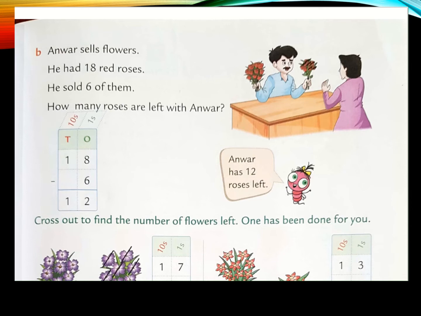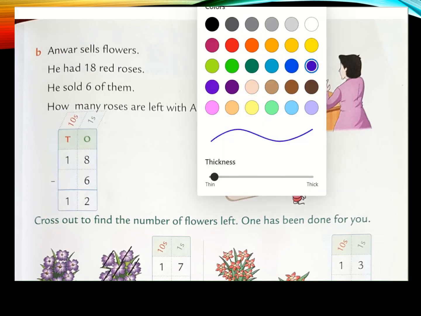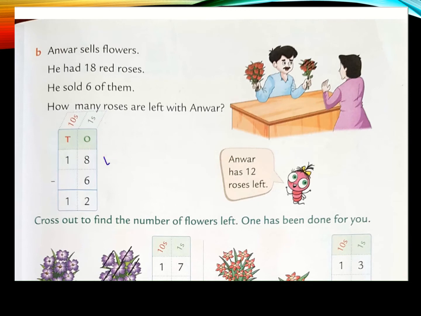So he had 18 and he sold 6. So how many roses are left with Anwar? So first we will minus ones. 8 minus 6 is equal to 2.